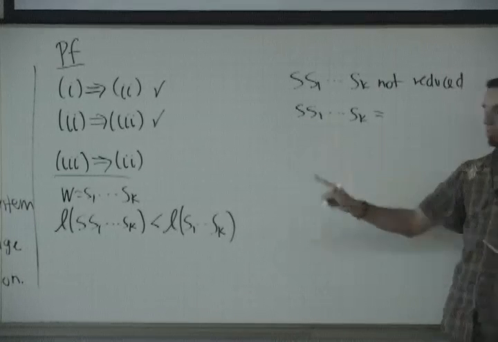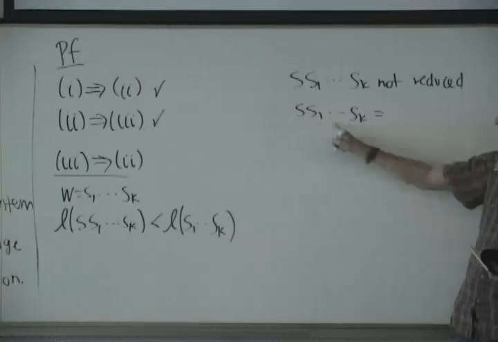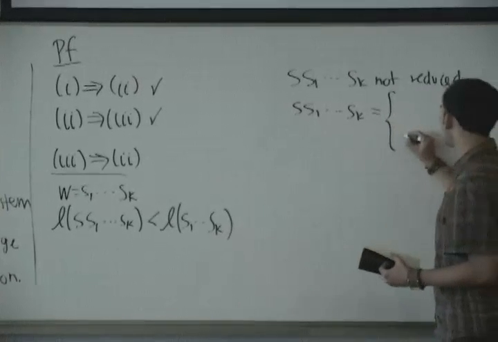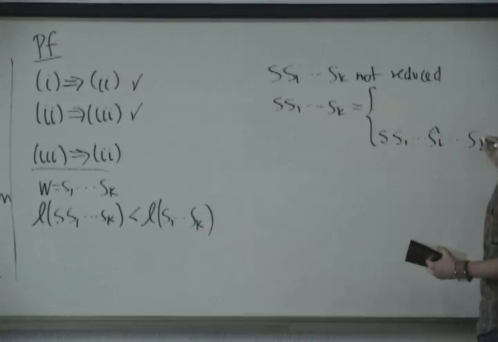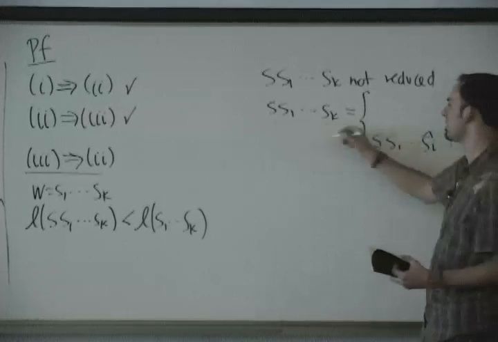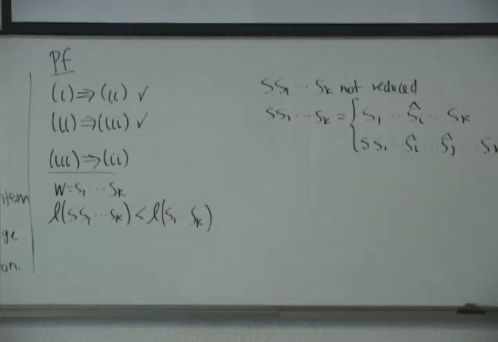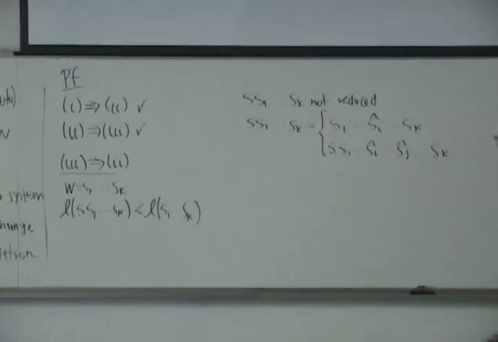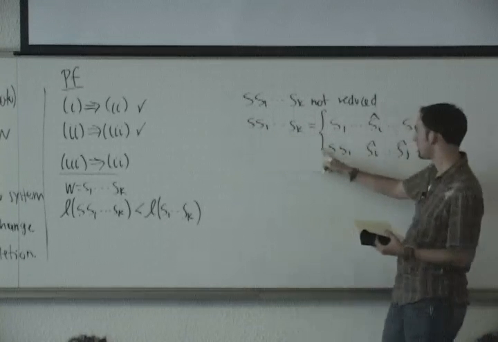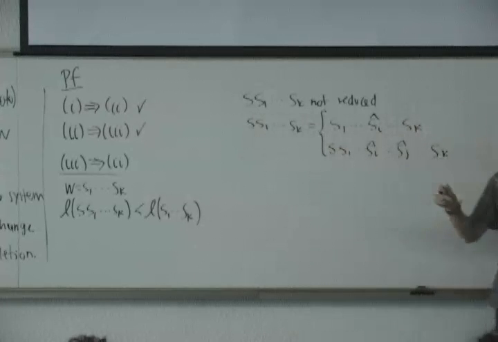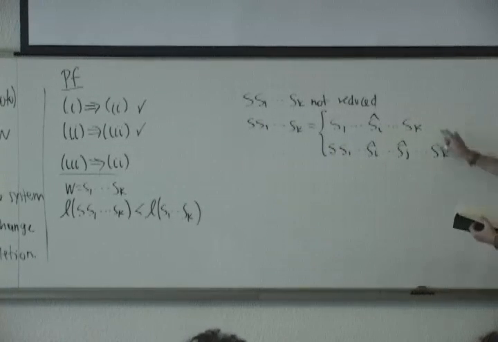Now, there are two cases. Either we get rid of S and some Si, or we get rid of Si and Sj. Can you tell me which one of these two is the case? I think one of them cannot be. This one cannot be, because then you can cancel the S's and get a shorter expression for S1 up to Sk. And so that means that really what we have is SW equals exactly what we need it to be. It's exactly what we have to show.